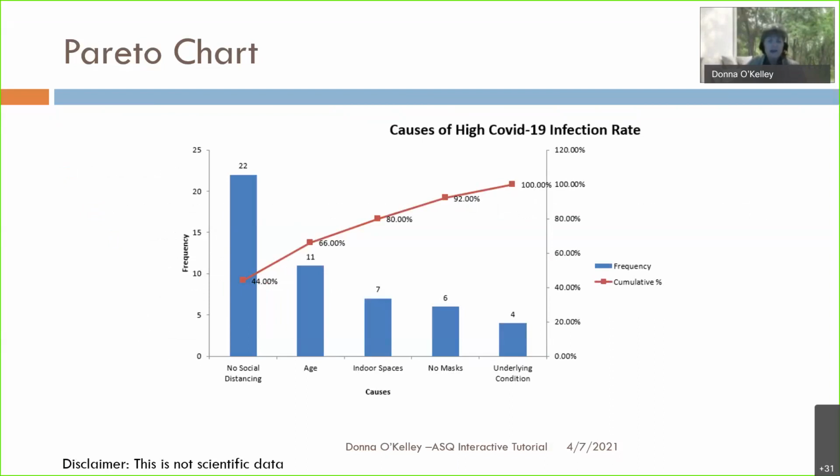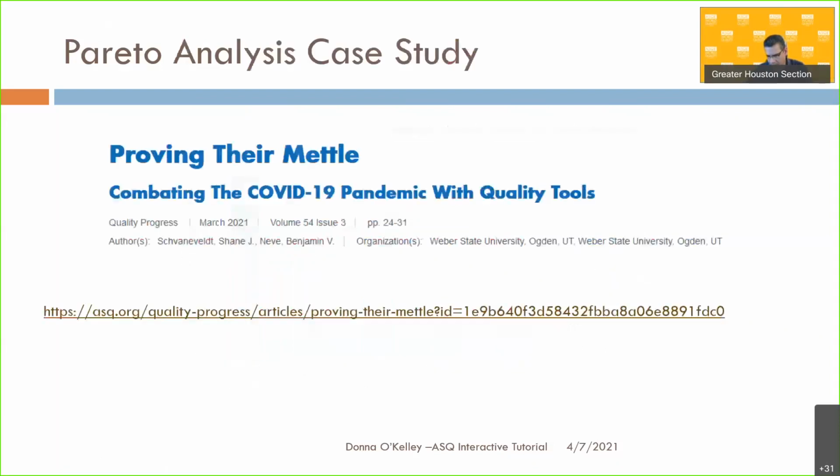You can see by the Pareto and the cumulative line here that the first three causes made up 80% of the frequency or the data. But we're talking about ASQ. There is an article on ASQ.org, in Quality Progress, the March issue. And if I can click on this, see what happens.